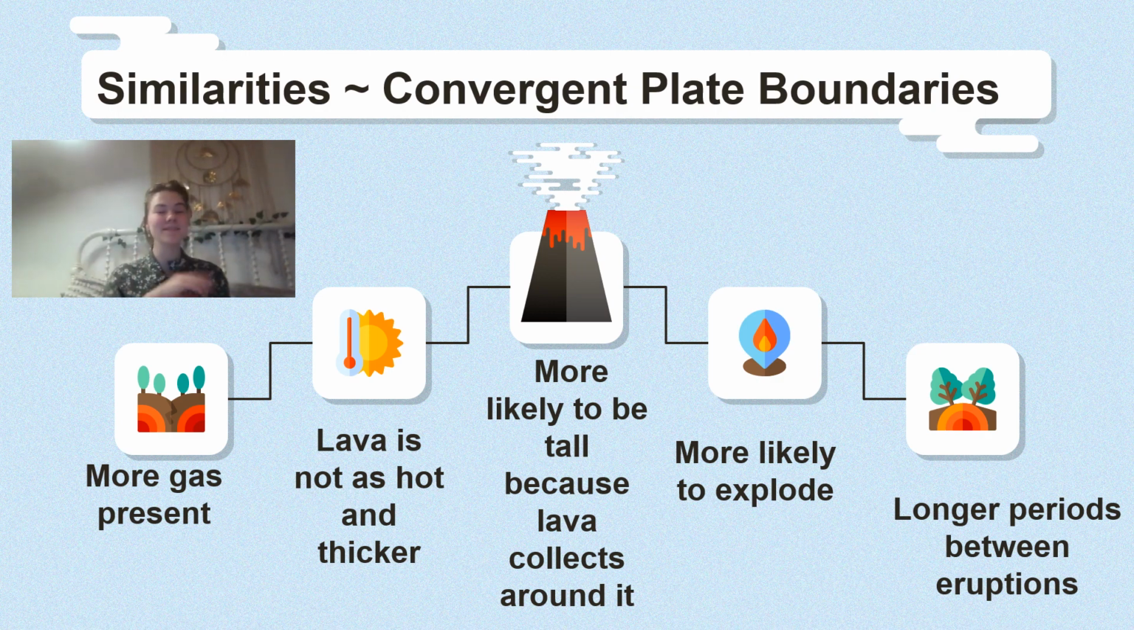So what are some conclusions we can come up with? All right, some similarities that I noticed with convergent plate boundaries was that these volcanoes emitted more gas, and the lava was not as hot, so it was thicker in consistency. These volcanoes are also taller because of the collection of lava around them. They're also more likely to explode. However, these explosions have longer intervals of time between them.